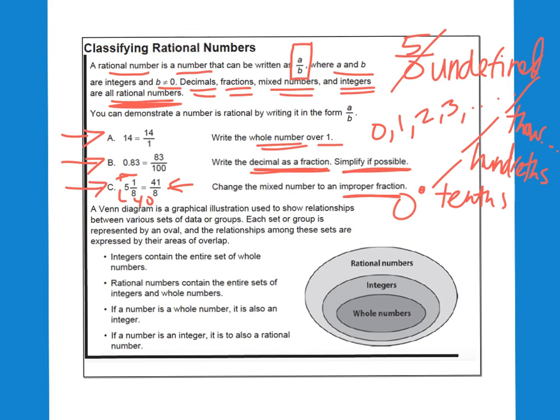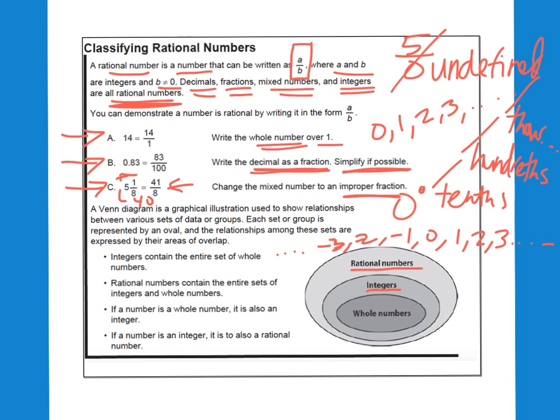This diagram is going to show us the relationship between all these sets of numbers. In the outermost circle, we see rational numbers. Inside there, we have integers. Just a reminder about integers: integers are the negatives and the positives whole numbers, including 0. 0 is a whole number. So positives and negatives.